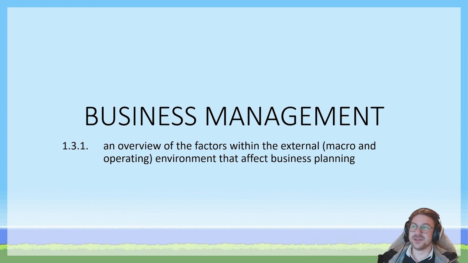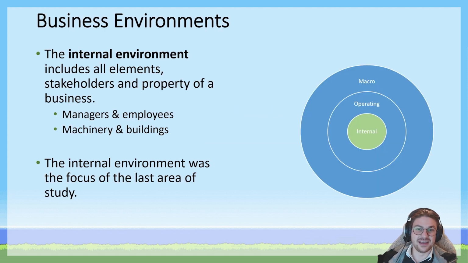In today's lesson, we're looking at key knowledge point 131. That is Unit 1, Area of Study 3, and the first key knowledge point for this area of study. Today specifically, we're looking at an overview of the factors within the external business environment and how those can affect business planning. If you can cast your mind back to key knowledge point 121, the first key knowledge point from the last area of study, I introduced you to both the internal and external business environments.